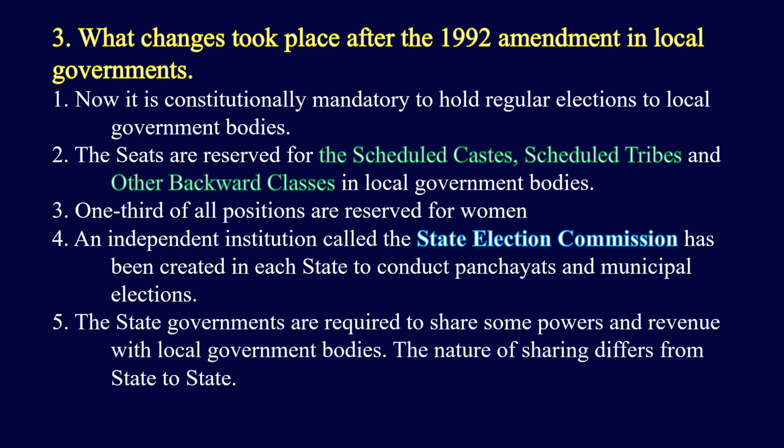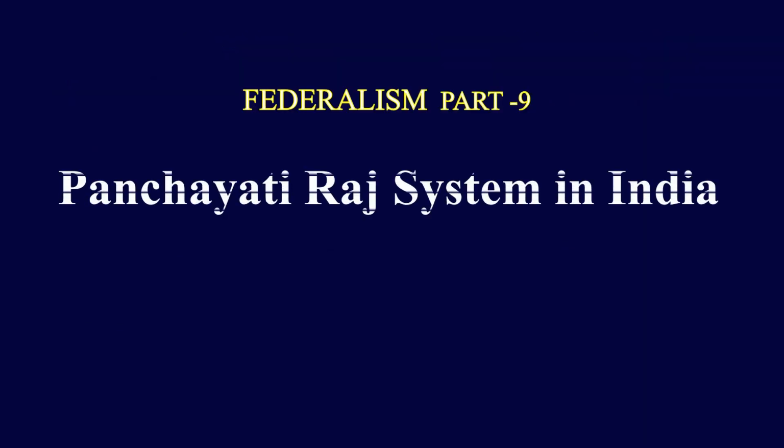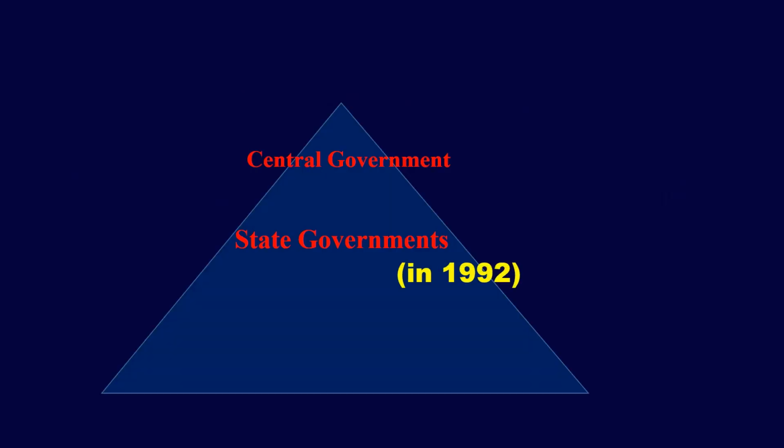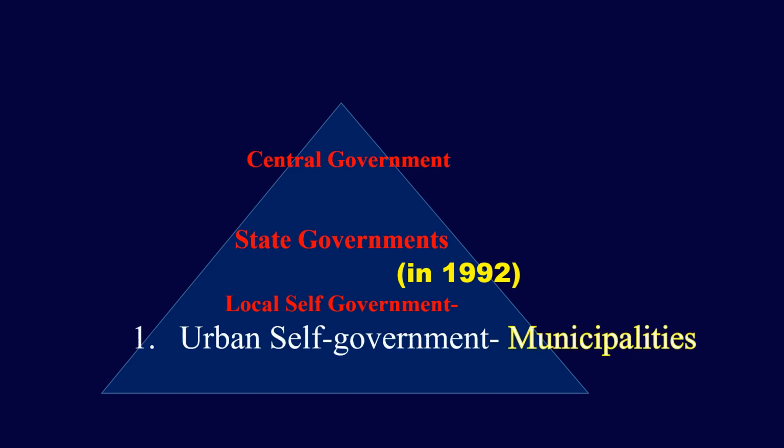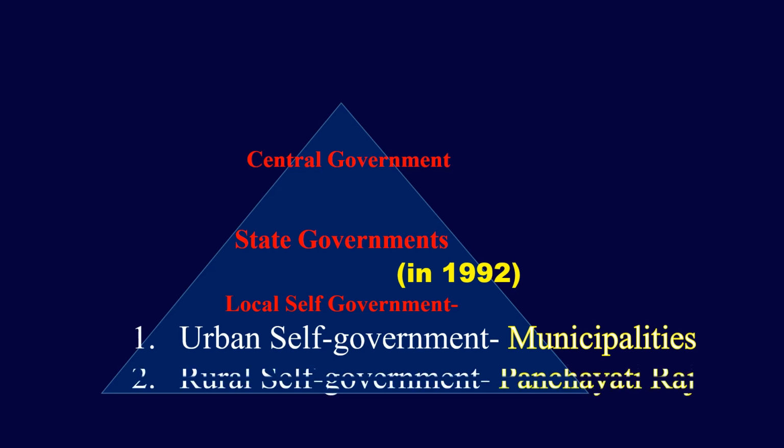And the last is the state governments are required to share some power and revenue with local government bodies. But the nature of power sharing differs from state to state. Panchayati Raj system in India. In 1992, the Constitution of India was amended to make the third tier of government local self-government. This local self-government is classified into two categories: urban self-government, that is municipalities, and rural self-government, that is Panchayati Raj.